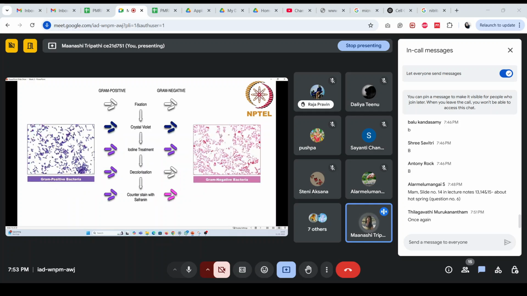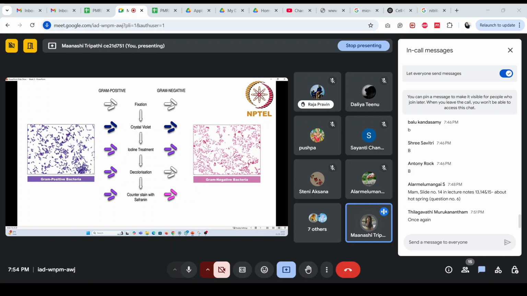Okay, so this slide explains it better. Bacteria which do not give out color on alcohol wash, meaning they retain the purple color, are gram positive bacteria. And the bacteria which are washed out using this alcohol and do not retain the purple color, but take up the color of the safranin or the counter stain, are called gram negative bacteria.